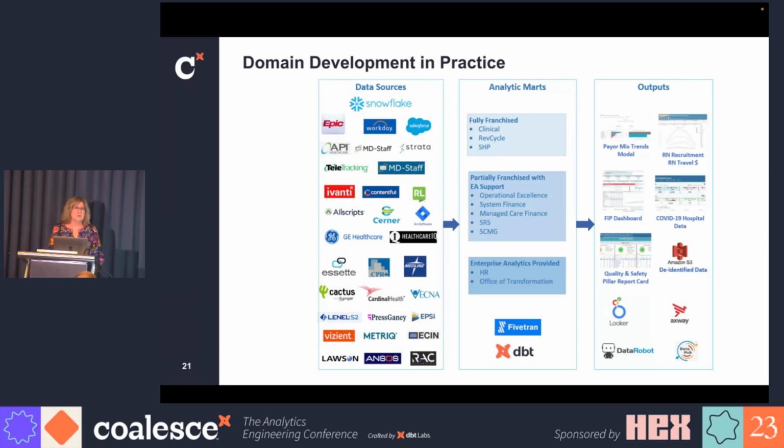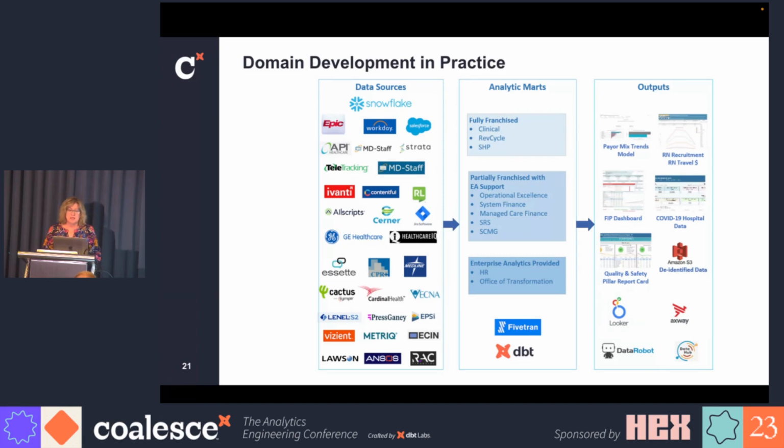And then we have those that are partially franchised. We're still supporting them, and that may be because they don't have anybody on their team who can be a DBT developer, or they're just not ready yet. Those are teams like System Finance and Sharp Rees-Stealy, which is one of our medical groups. And then we're always going to have those domains where we have to provide full support and do all of the reporting for them.